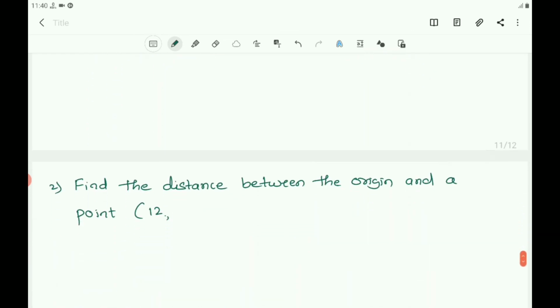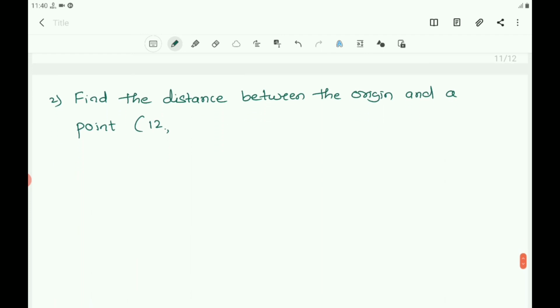Now let us take one more example. Find the distance between the origin and a point (12, 5). You know that the formula to find the distance of a point from the origin is OP equals whole root x square plus y square. Let the point be P(12, 5). So here x is 12, y is 5.